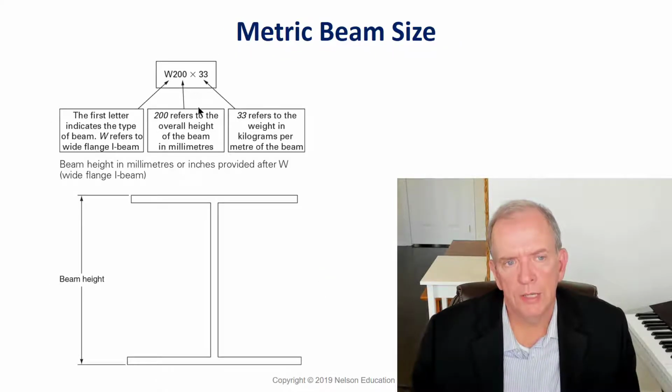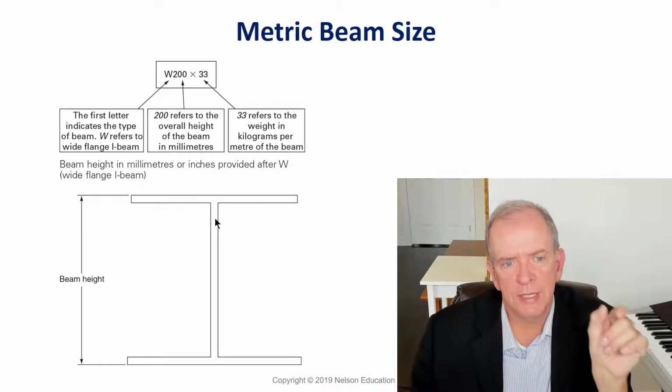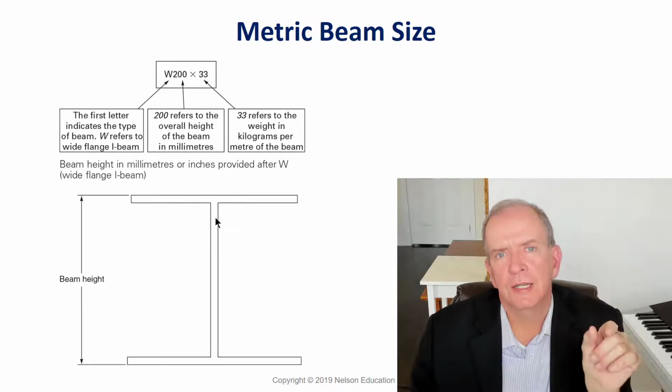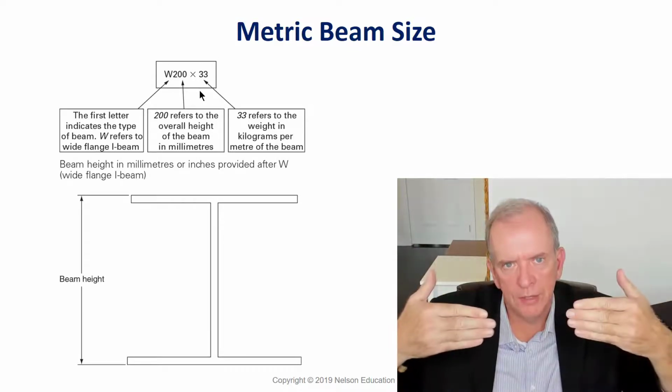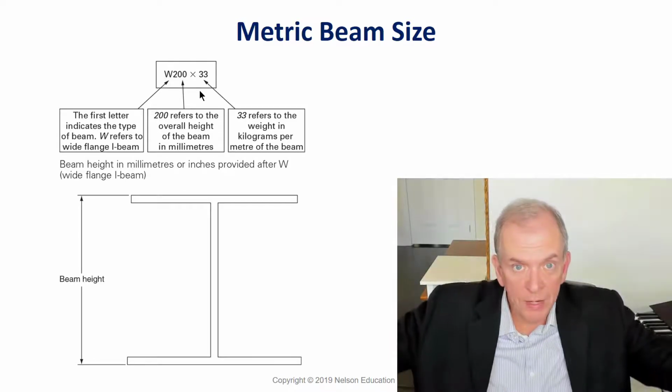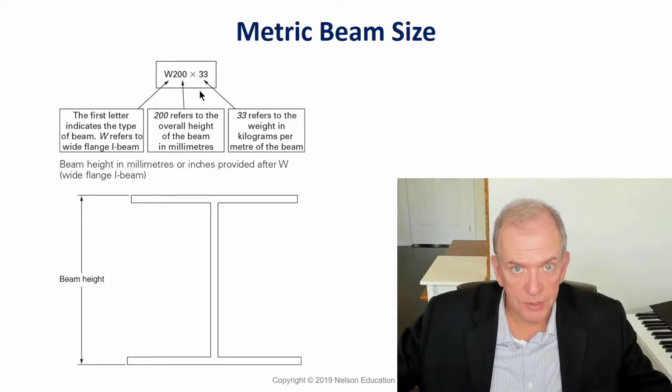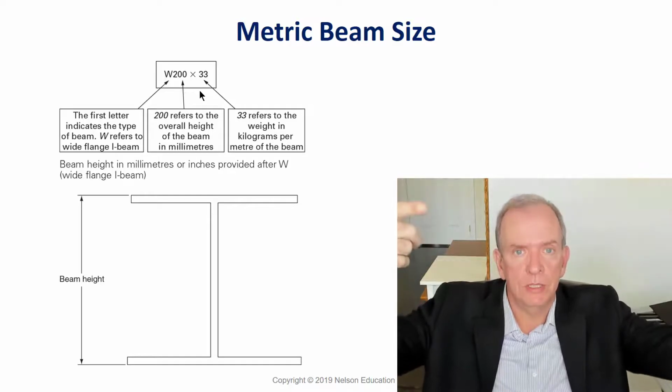The other thing you can tell is that you could have a W200 by, I'd have to look at the exact weights, but let's say it's 25. Then I would know that the 25 isn't as strong as the 33, because it's not as heavy. It means the steel isn't as thick. So you're going to design it based on the supported length of the joists, the span of the beam between the columns, and how many floors it's supporting.